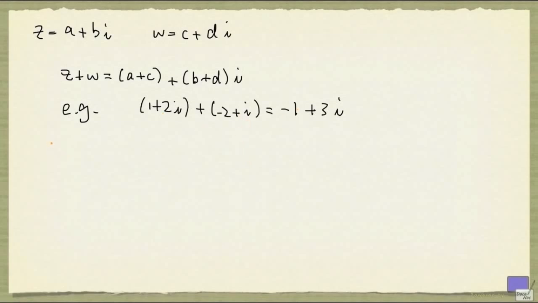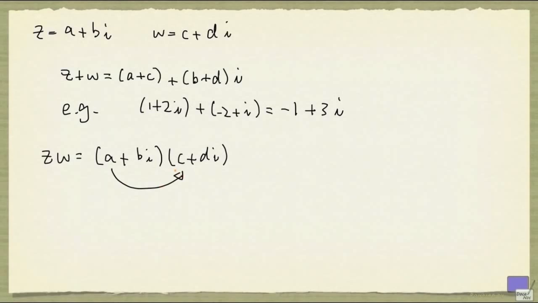So what do you get if you multiply z and w? We can just apply the same arithmetic rules as for real numbers. To see what this product is, we use the distributive law. So what we get is, if you multiply a and c plus di, you get ac plus ad times i.